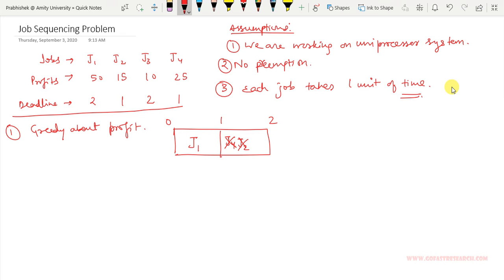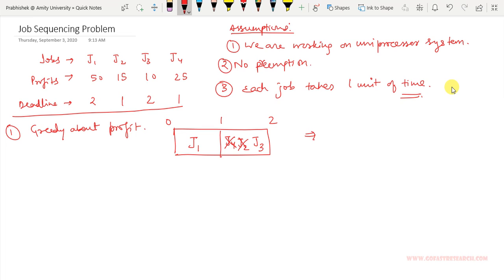Now we will see which job has the next highest profit. Then it is J3, and J3 has a profit of 10. Okay, and what is its deadline? Its deadline is 2. It can be completed either in the first month or the second month. The second month is empty, so it will be completed in the second month. Okay, so J1 and J3 are executed.